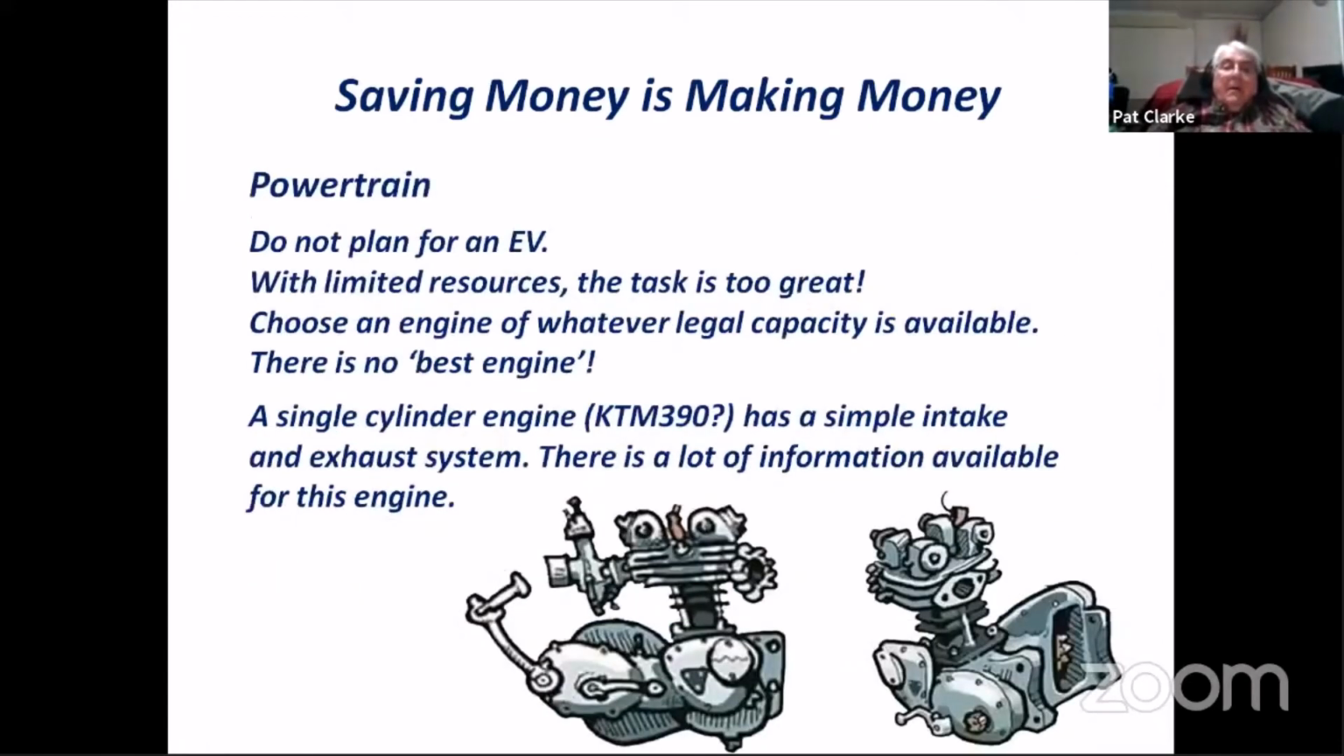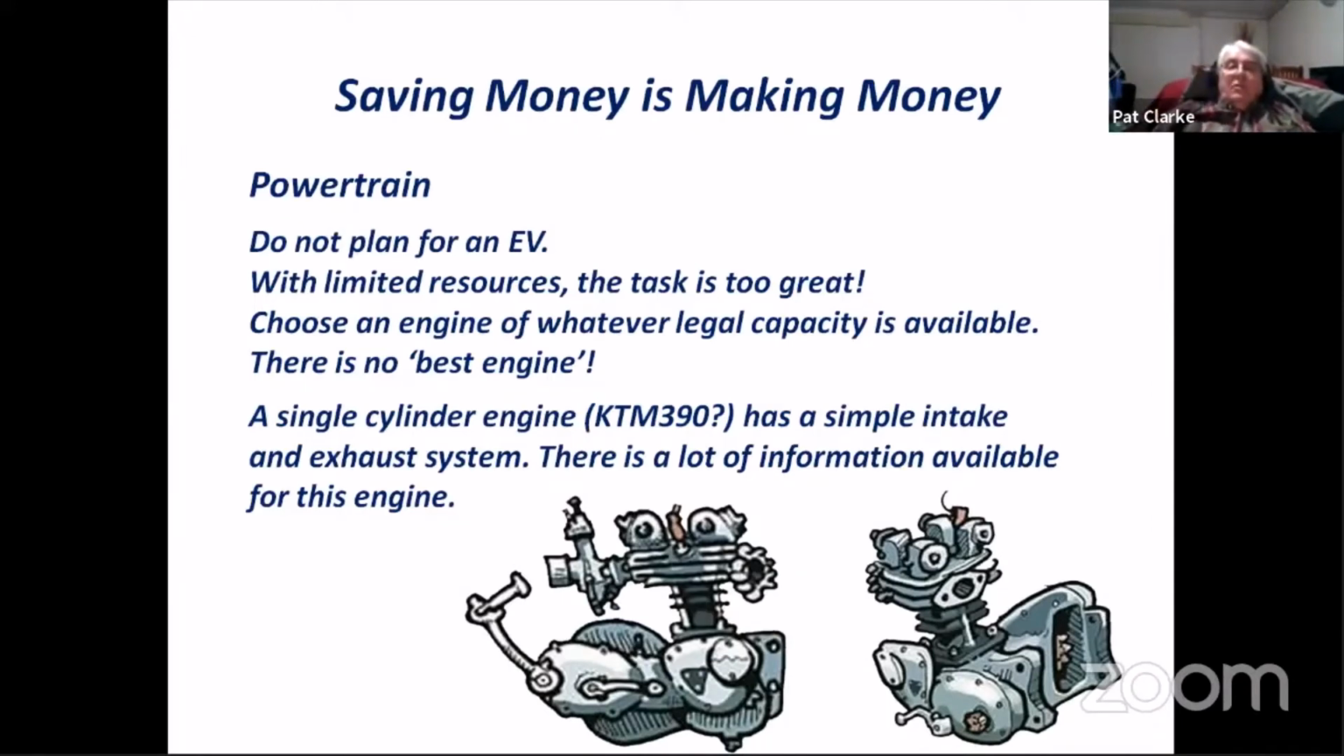Okay, powertrain. I've said before, don't plan for an EV. If you have a current EV and you transfer your electric motor, batteries, and your control system across to the new car, that's all okay. However, if you are starting from scratch, or you haven't sorted the electrical powertrain out yet, the real answer is an engine.